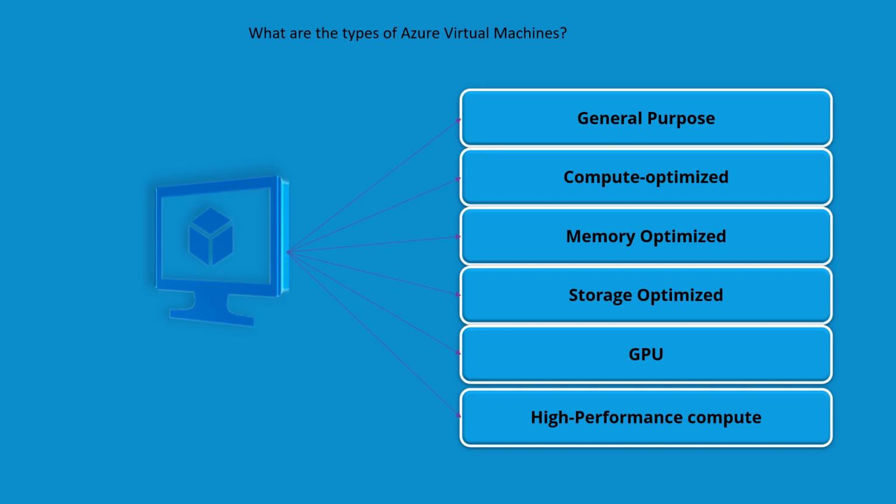Let's now try to understand the types of Azure virtual machines offered by Microsoft Azure. The first type is general purpose. It has a balanced CPU to memory ratio, which is suitable for testing and development and for small to medium databases. Compute optimized. This type of Azure VM has a high CPU to memory ratio, and it is the best option for medium traffic web servers, network equipment, and application servers.